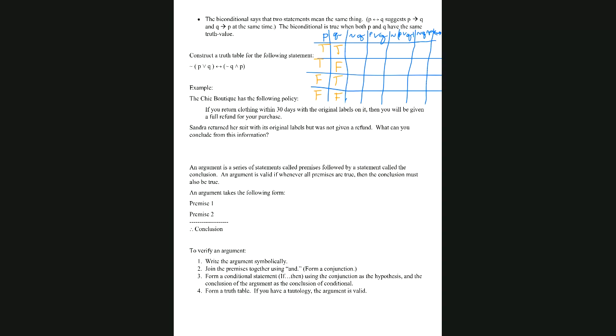All right. So not Q is just going to be the opposite of Q. So that's going to be false, true, false, true.